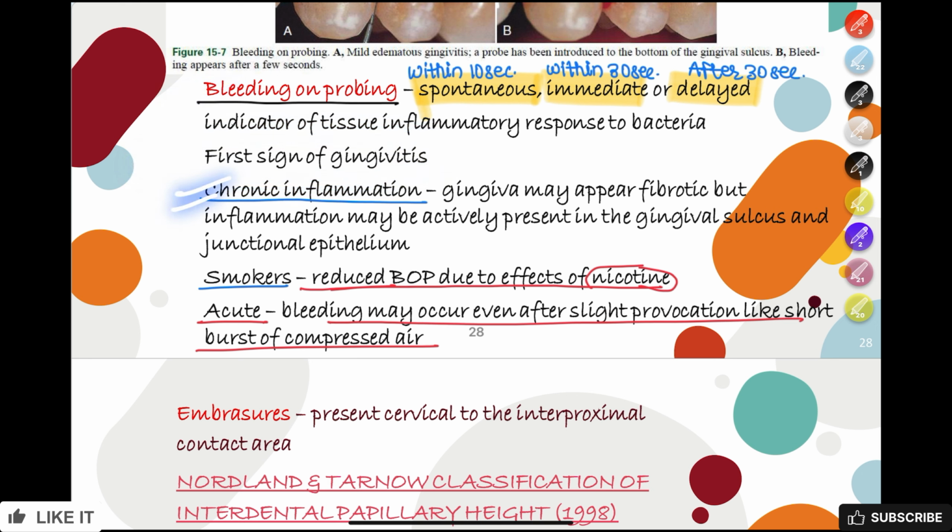Chronic inflammation. In the case of chronic inflammation, gingiva may appear fibrotic, but inflammation may be actively present in the gingival sulcus and junctional epithelium. In the case of smokers, there is reduced bleeding on probing due to the effects of nicotine. In acute gingivitis, bleeding may occur even after slight provocation like a short burst of compressed air. So in acute gingivitis, if I have a burst of compressed air, there will be bleeding.